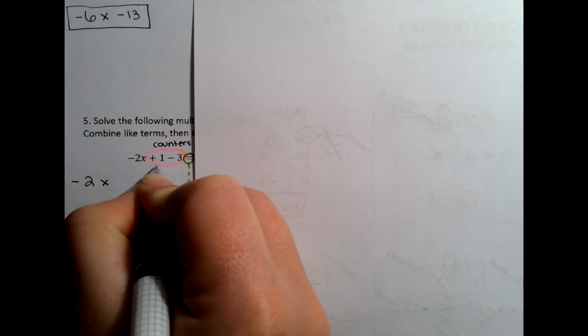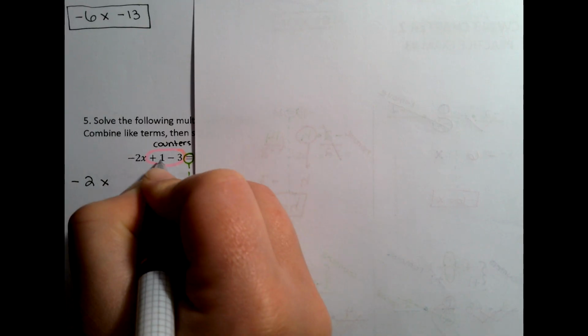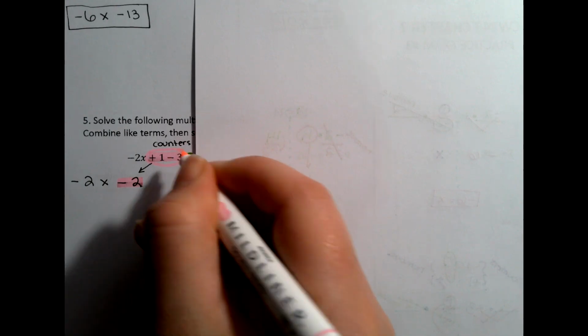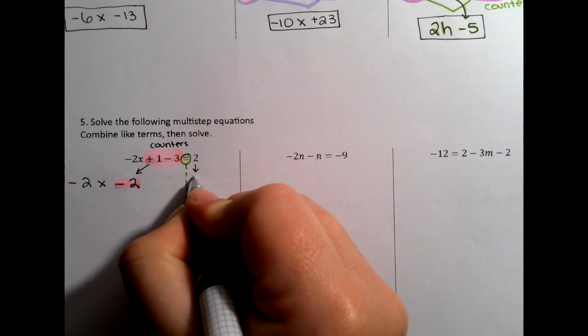So we have negative 2x, and here I'm going to say, what is positive 1 take away 3? 1 plus 3 minus. That gives me a negative 2. Again, this negative 2 comes from combining like terms. I'm going to remove my paper. I do have a 2 here as well. We're going to bring that down.